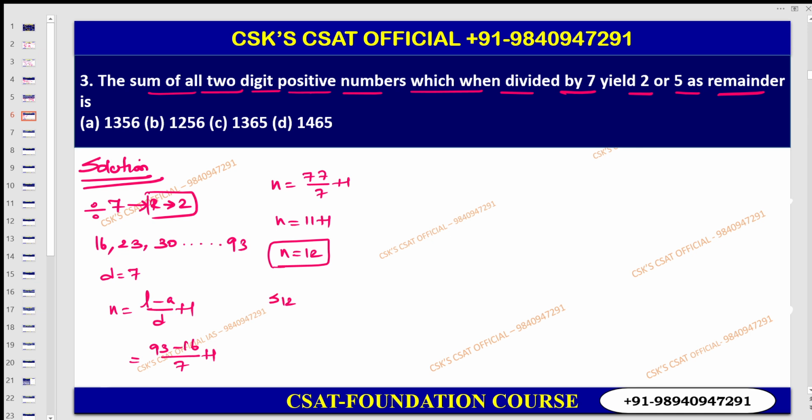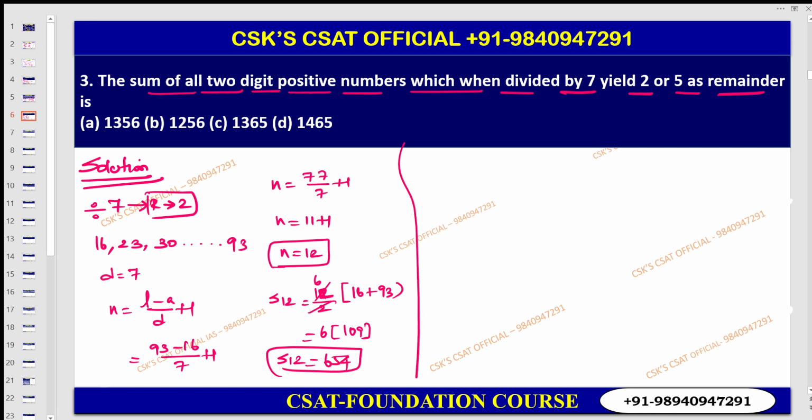So the summation of 12 terms is equal to n by 2, so we'll use A plus L. 16 plus 93, 6 times. So 6 into 109, 6 into 109, nothing but 654.